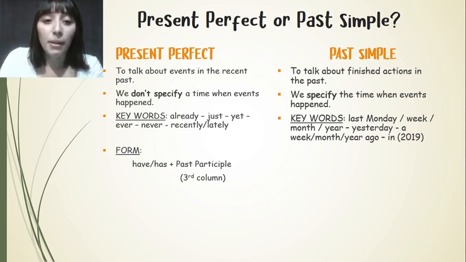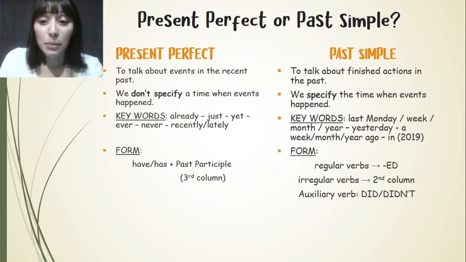In the case of the present perfect, we're going to use have or has, depending on the subject, and the past participle, that means the verb in the third column. And remember that when we don't have it on the list, we add ed. And in the past simple, we have the regular verbs that we add ed to. They are not on the list. And the irregular verbs that are on the second column of the list of verbs. And the auxiliary verb that we use in negatives or in questions is did or didn't for all the subjects.